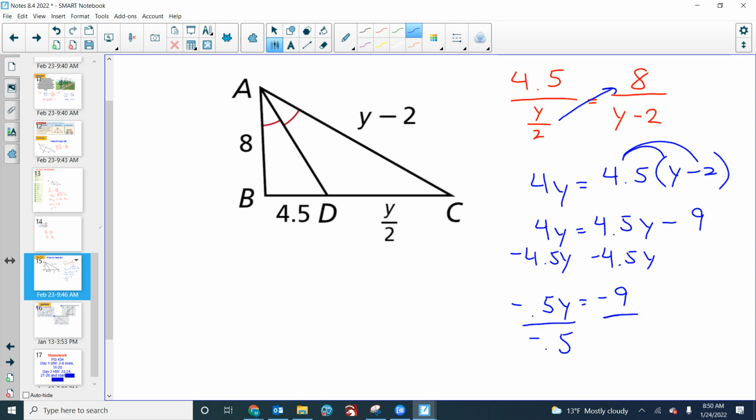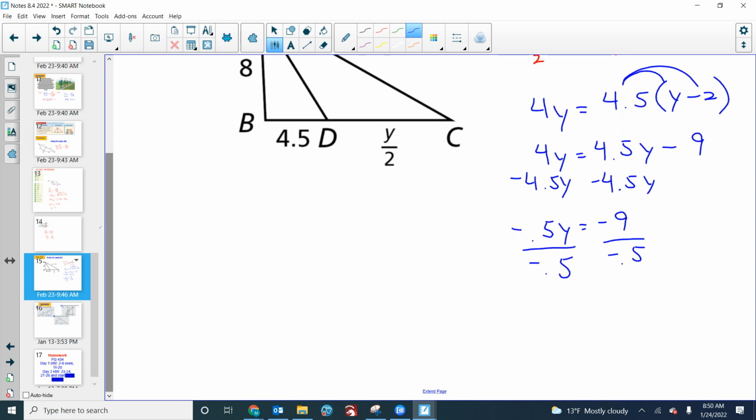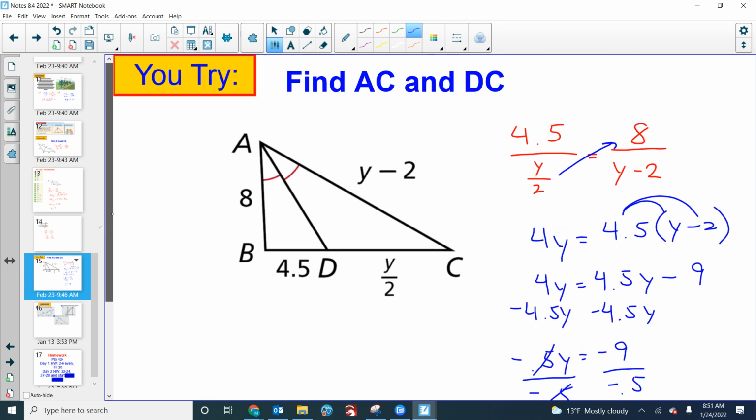We don't need a calculator for that one. It's Mental Math Mondays. I just made that up. How many halves go into 9? 18, right? 2 halves go into 1, 4 halves go into 2. You see the pattern? 18 halves. So y equals 18. Let's see what they asked us though. They asked us to find AC and DC.